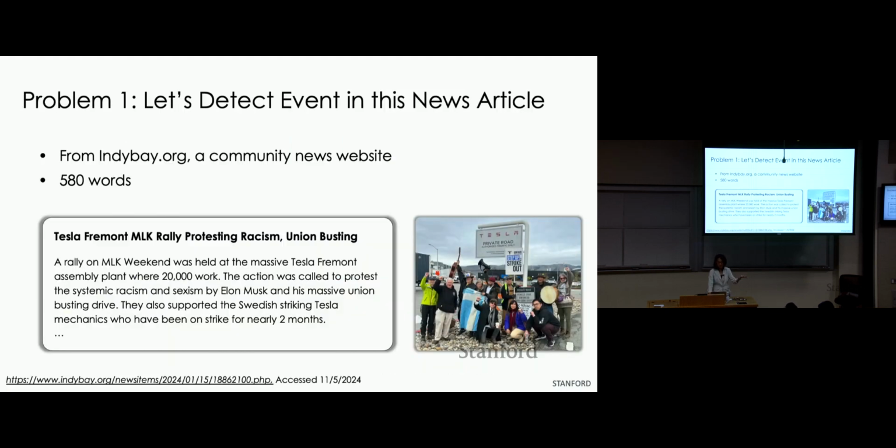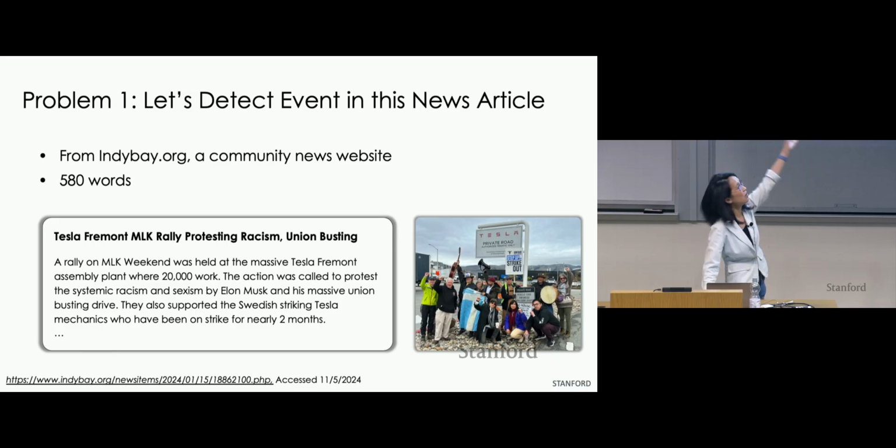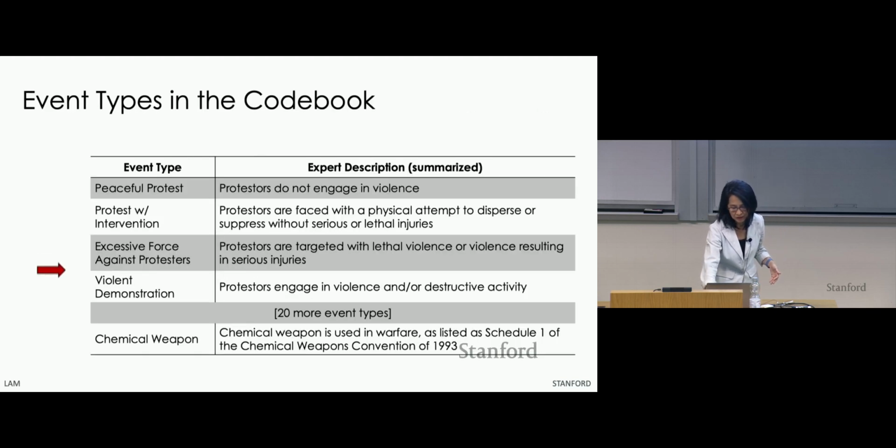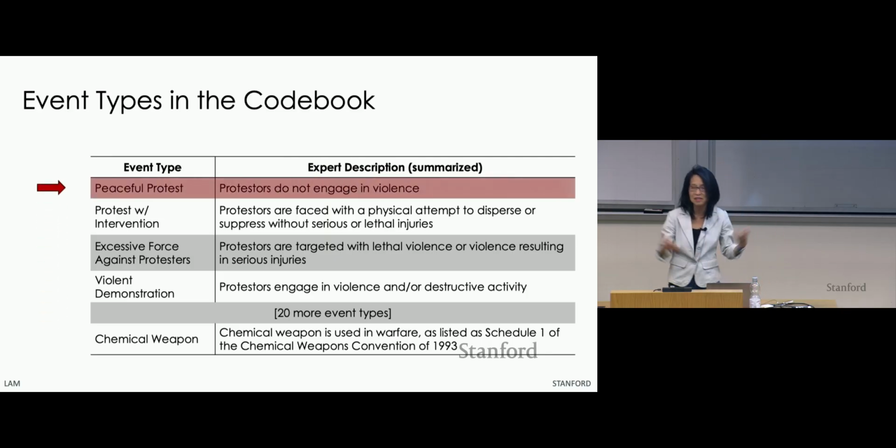So let's start with detecting events. Here is an example of an article about a Tesla Fremont MLK rally protesting racism and union busting. So this is an article. Now, I want to show you this because this is what we have to deal with, okay? And I said, now, find me the event type. If you look at this, you would say this is probably some kind of a protest, right? And now you have to map it to one of the 25 event types. So there's a long list, so you have to go search for it. And in this particular case, it is a peaceful protest.